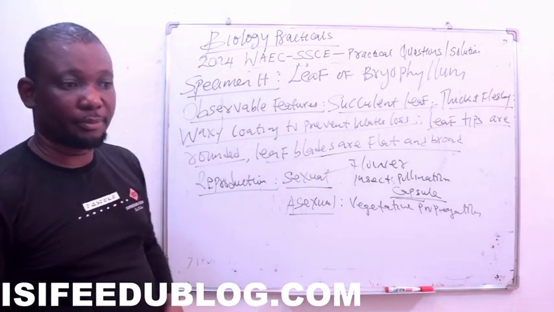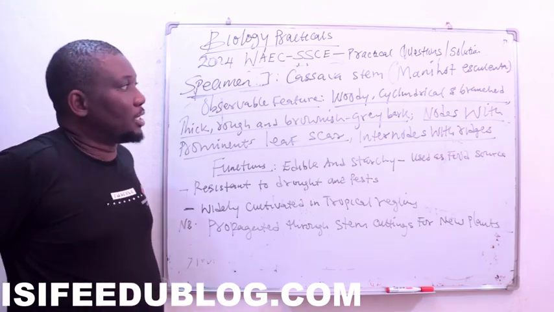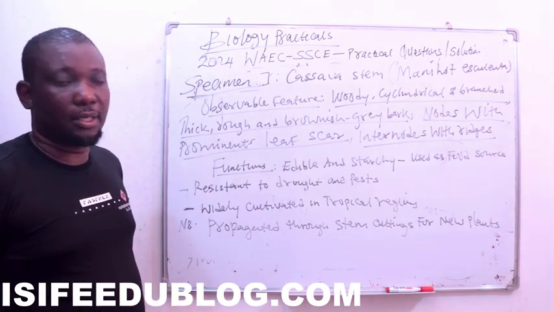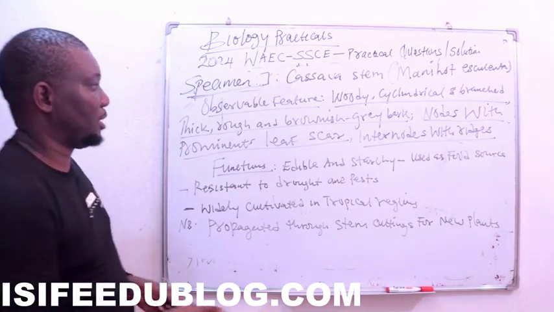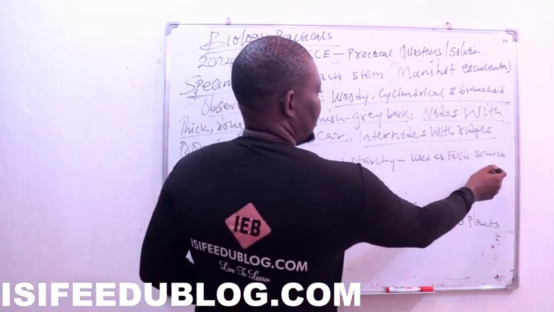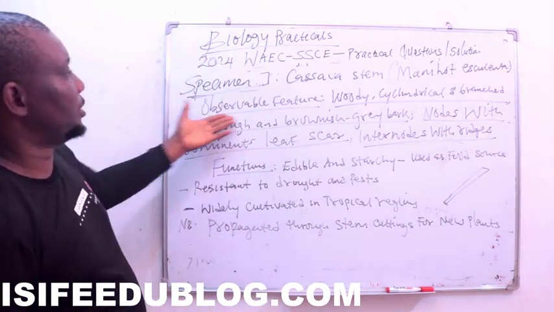Now the next specimen. Okay, viewers, we have Specimen J, cassava stem. Cassava is Manihot esculenta. That's the botanical name of cassava. The stem of cassava can grow up to about 4 meters long. Let's see the observed features.